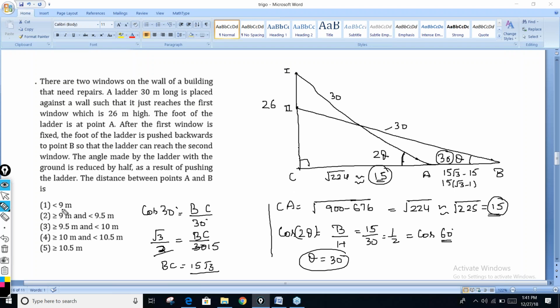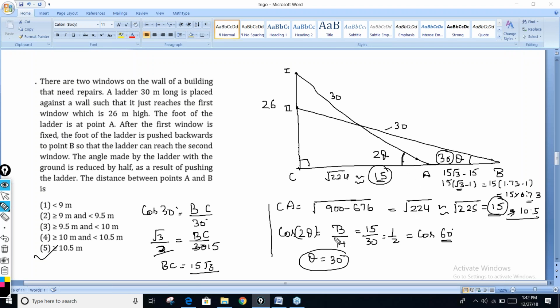And if you can see, the options are in actual numbers, not in root. So I'll put the value of root 3, which is 1.732 approx. So the answer is 15 into 0.73. So it comes out to be more than 10.5, because 15 into 0.7 is 10.5. So the answer will be more than 10.5. So the last option will satisfy this answer.